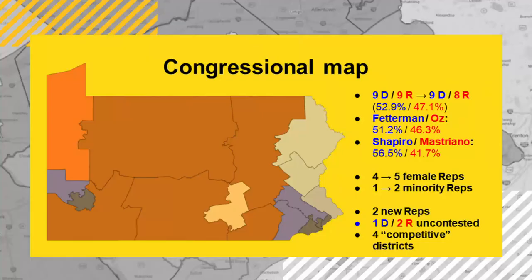Slide, please. So let me just go through the maps one by one here and talk about the basic outcomes. As you may recall, we're a 50-50-ish state. Our previous congressional delegation was elected from the 2018 litigation map.